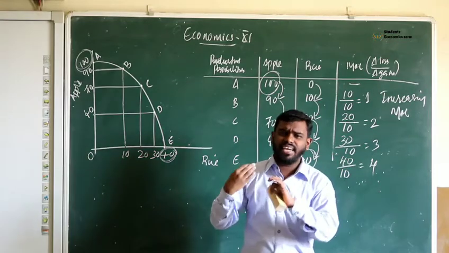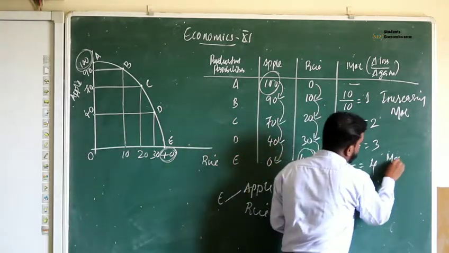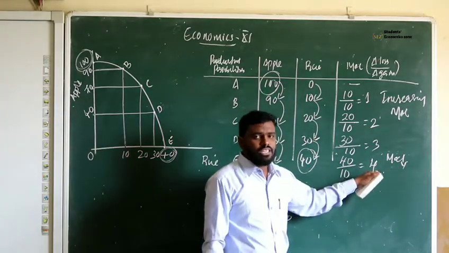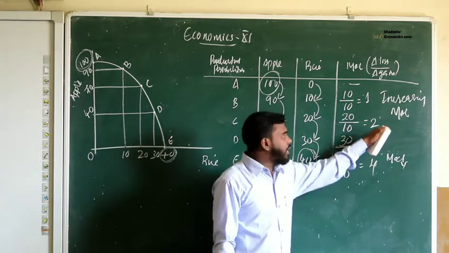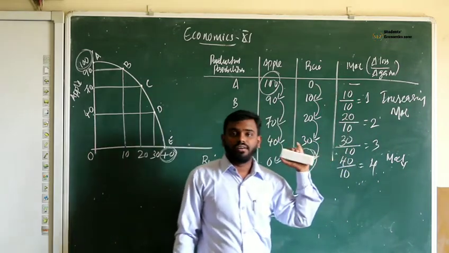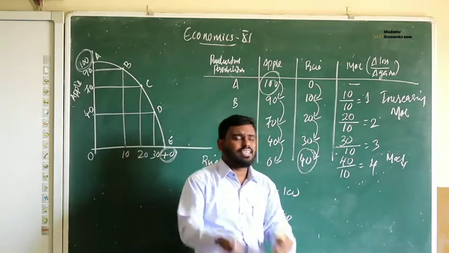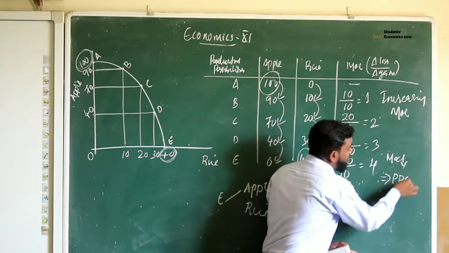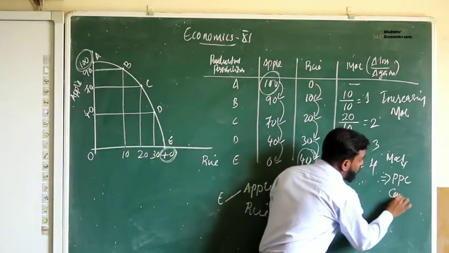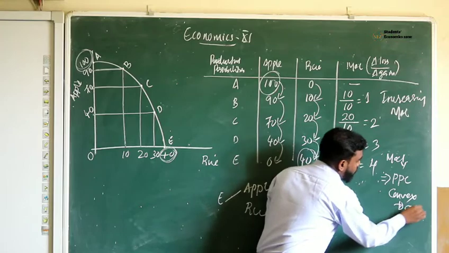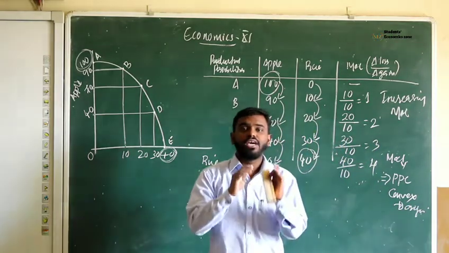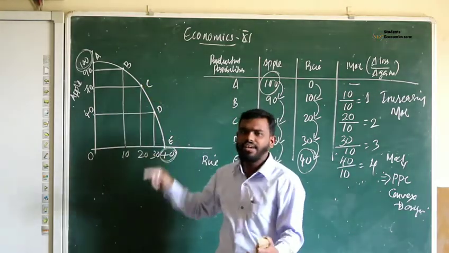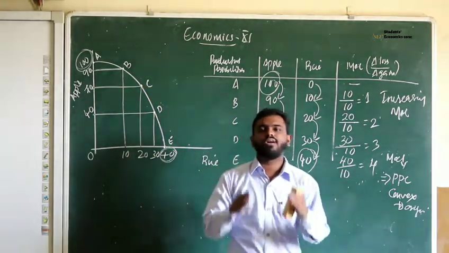And in some cases, marginal opportunity cost may decrease. For example, initially it was 4, then it became 3, then 2, then 1. If MOC is decreasing, then what will be the shape of PPC? PPC will be convex to the origin, just opposite. If MOC is increasing, then PPC will be concave. If MOC is decreasing, PPC will be convex.